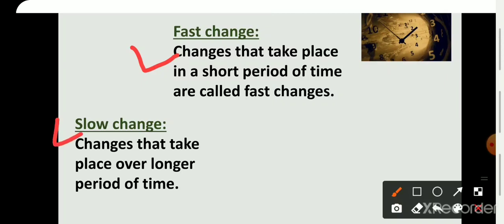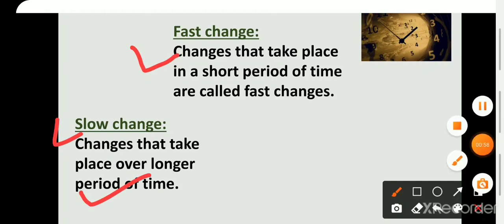Now second, slow change. So changes that take place over a very long period of time, that is slow change, which takes more time to happen. Such changes are slow change. So now are you clear with fast change and slow change? Very good.